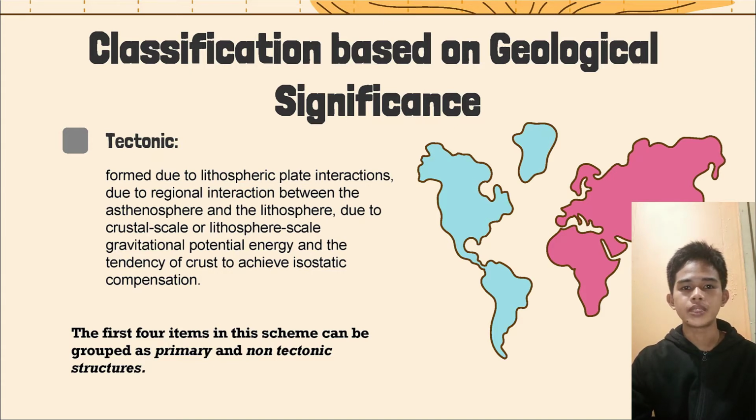These four items in this scheme can be grouped as primary and non-tectonic structures. Note, it means that they are not directly related to the forces associated with moving plates. We purposely say can because in many circumstances, these categories of structure do form in association with tectonic activity. For example, gravity sliding may be triggered by tectonically generated seismicity, and the salt dome may be localized by movement of tectonic normal faults.